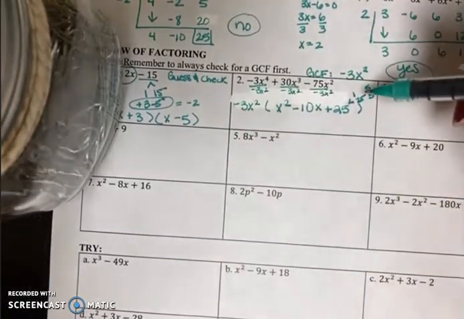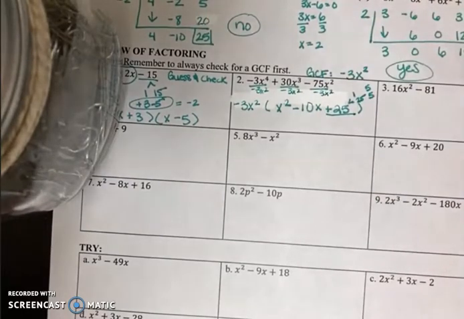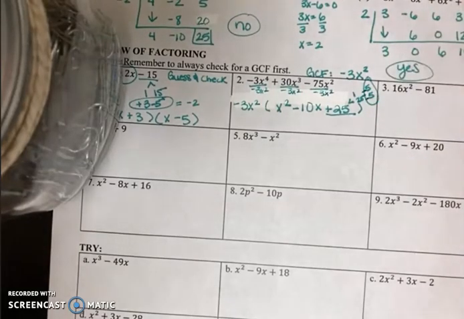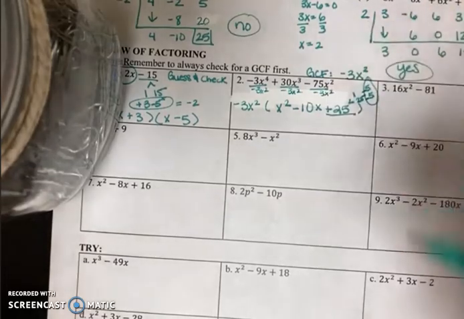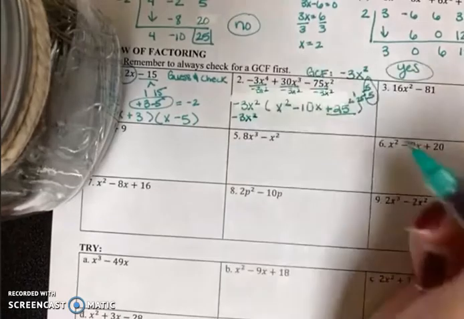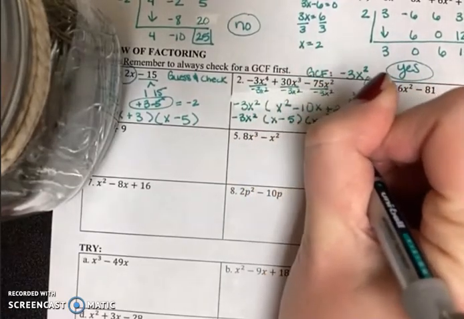So do any of these pairs, using the same signs because it's positive, give me a negative 10x? Well, yes. If we use the 5 and the 5 using same signs, both would have to be negative in order to give me that negative 10. So I have negative 3x squared times x minus 5 times x minus 5.